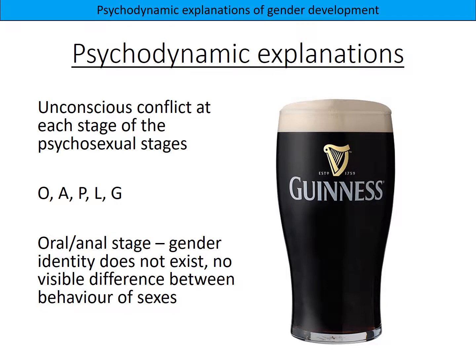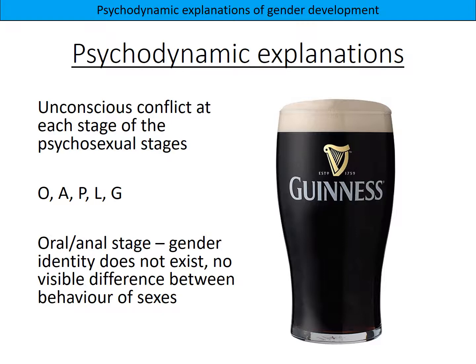Now the oral and the anal stage, obviously the first two stages, we're not really going to discuss today, and the reason is that Freud said that gender identity doesn't really exist at these stages and there's no visible difference between the behaviour of the two sexes. He said the two sexes were quite comparable in those first two stages.